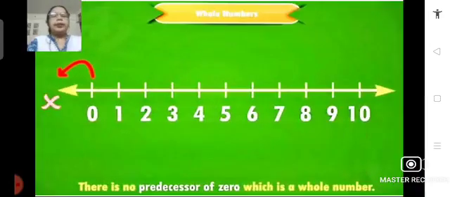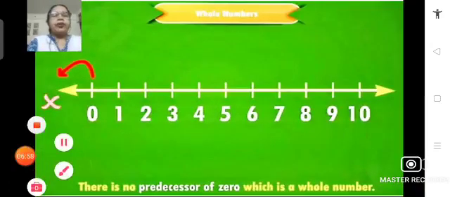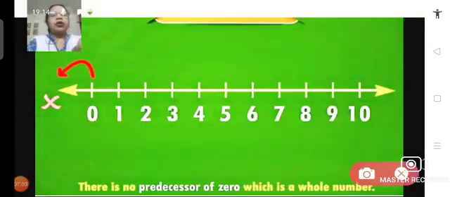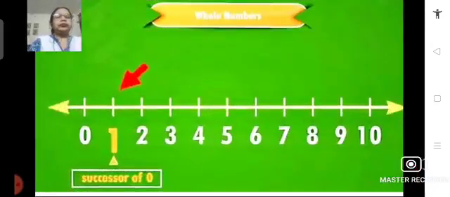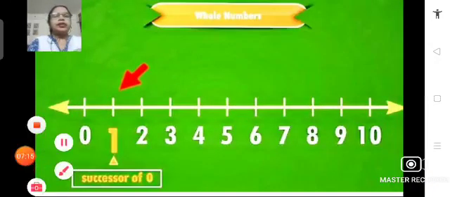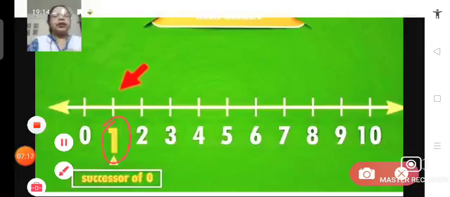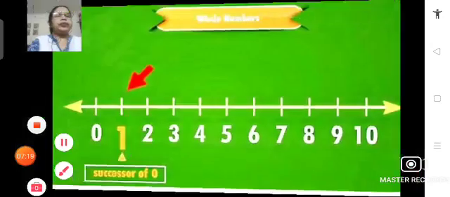Then what is the predecessor of 1 in whole numbers? 0 is the predecessor of 1 in whole numbers. And 1 is the successor of 0. The successor of 0 is 1. We have shown it here.